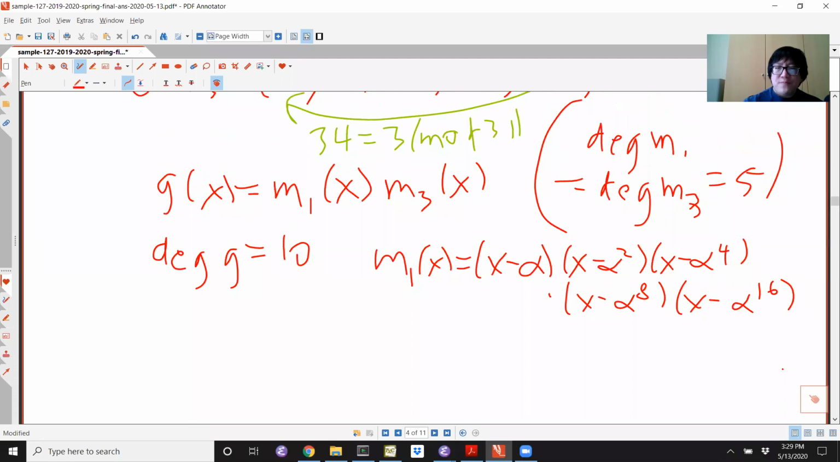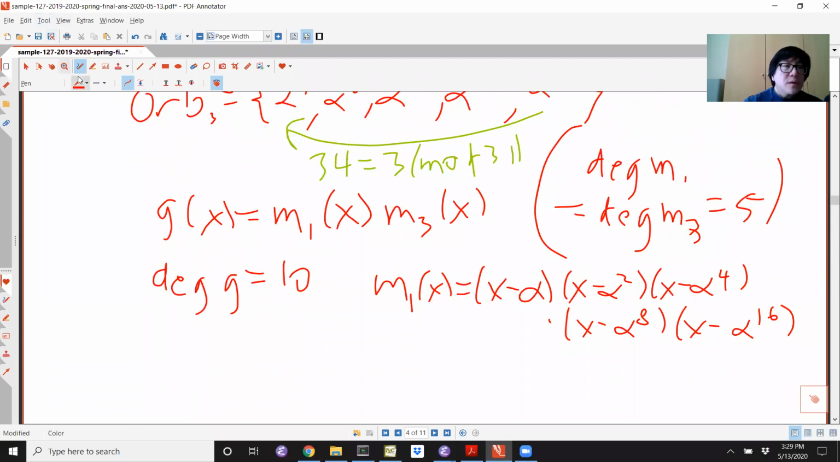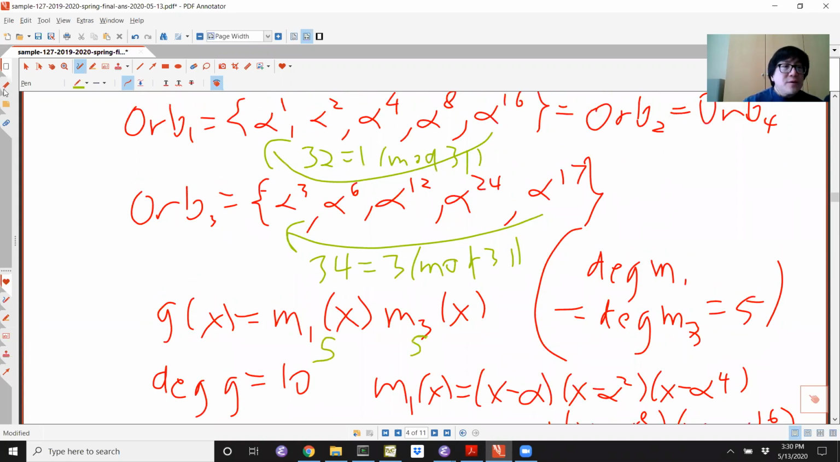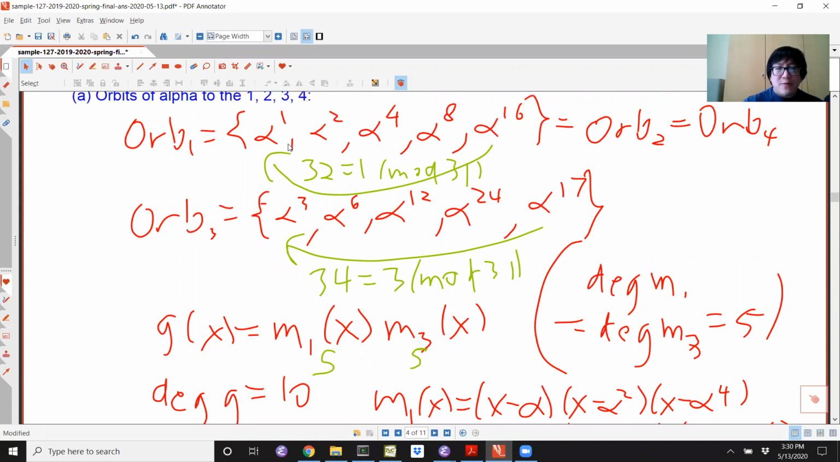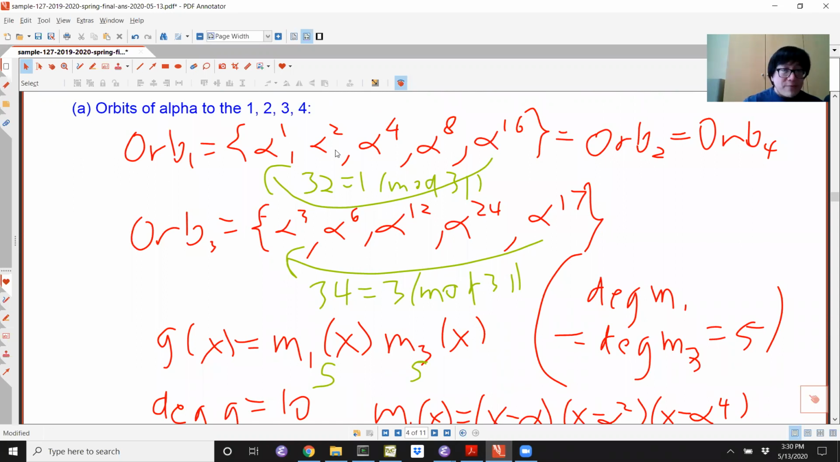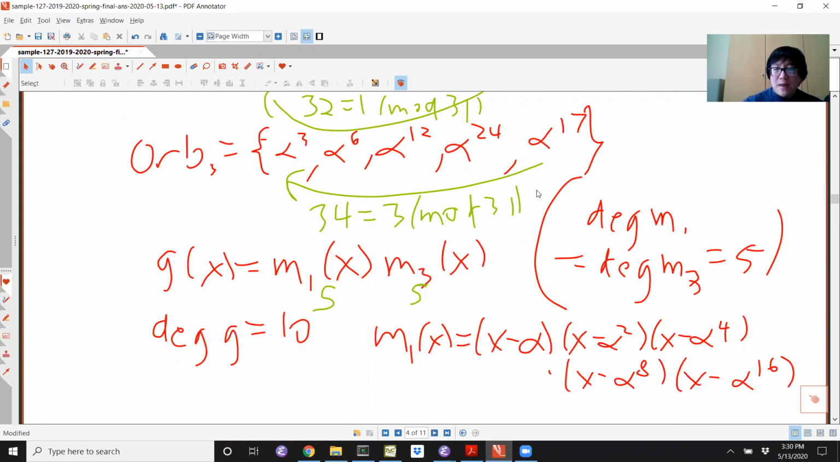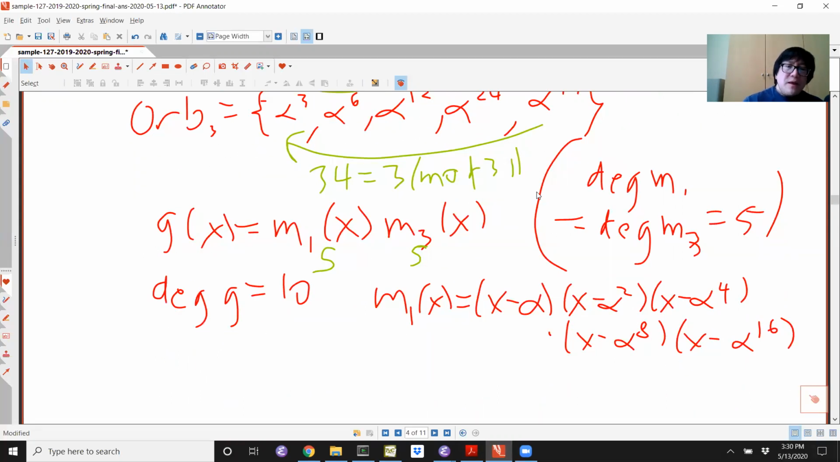So m1 of x has degree 5, and in a very similar way, m3 of x has degree 5. You can tell without writing this out: m1 of x has degree 5 because there are 5 things in this Frobenius orbit, and m3 has degree 5 for the same reason. Remember, degrees add. If you have the product of two polynomials of degree 5, you get a polynomial of degree 10. And so the degree of G is 10.